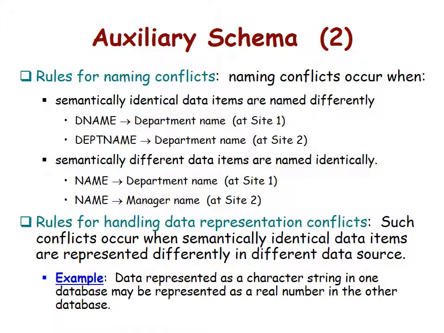We also need rules for handling data representation conflicts when semantically identical data items are represented differently at different locations. As an example, telephone numbers represented as a character string at one database location may be represented as an integer at another database location.